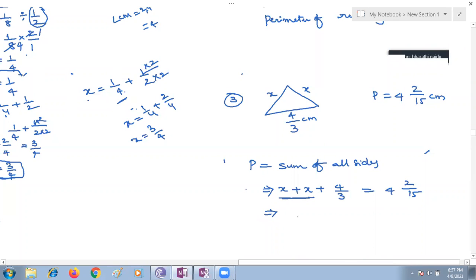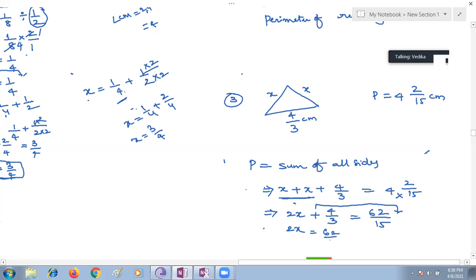And here x plus x is how much? 2x plus 4 by 3 is equal to 4 2 by 15. Mixed fraction, you convert as improper: 15 4s are 60, 60 plus 2 is 62 by 15. Yes, you have to transpose to the other side, the right side. Plus becomes minus, minus 4 by 3. So 62 by 15 minus 4 by 3.